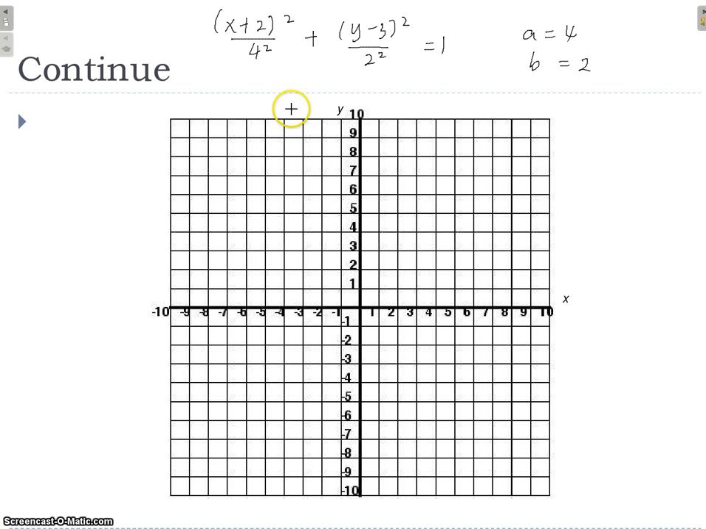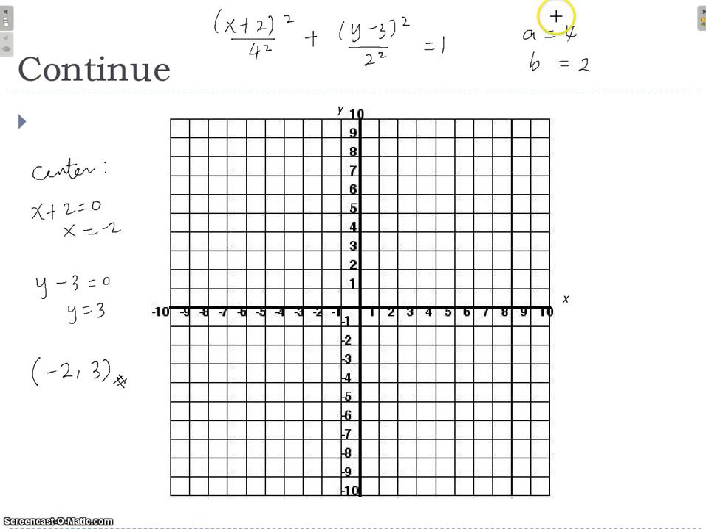Let's continue to draw the conic section. This equation I copied from the previous slide: x plus 2 squared divided by 4 squared plus y subtract 3 squared divided by 2 squared equals 1. From here you can see the center of the ellipse. x plus 2 equals 0, so we have x equals negative 2, and y subtract 3 equals 0, so y equals 3. So the center is negative 2, 3.